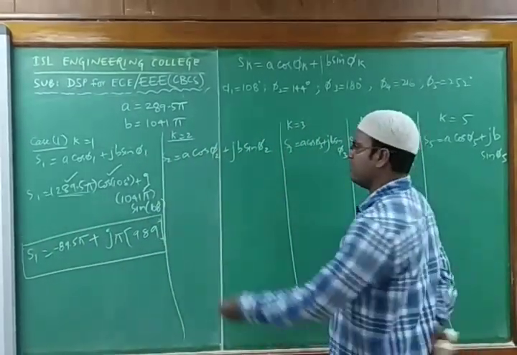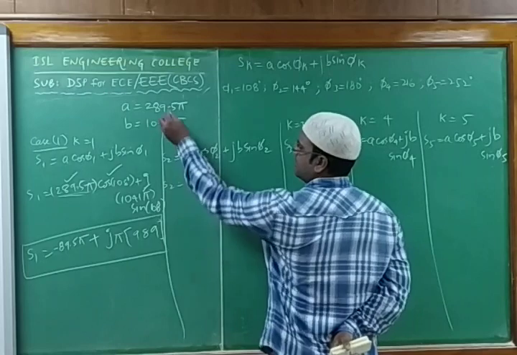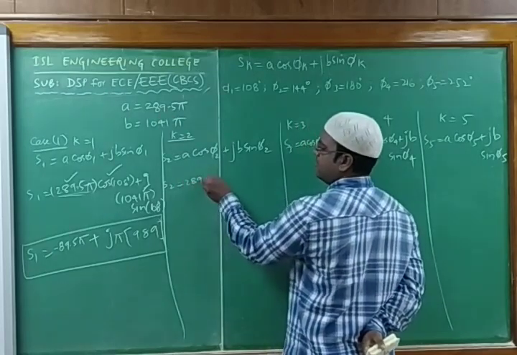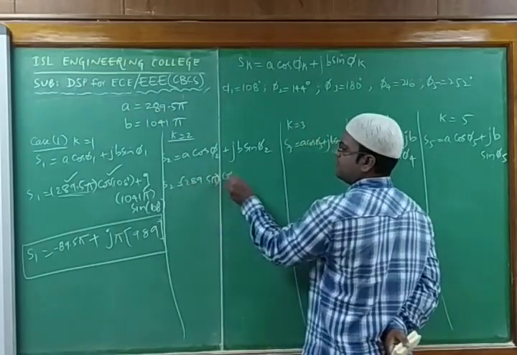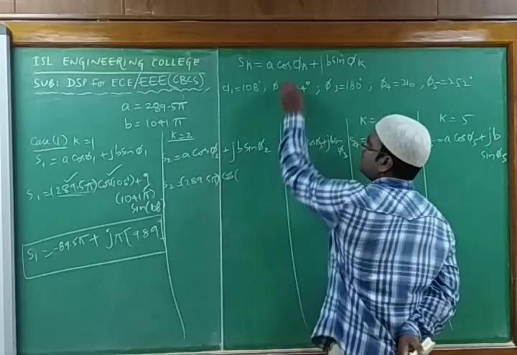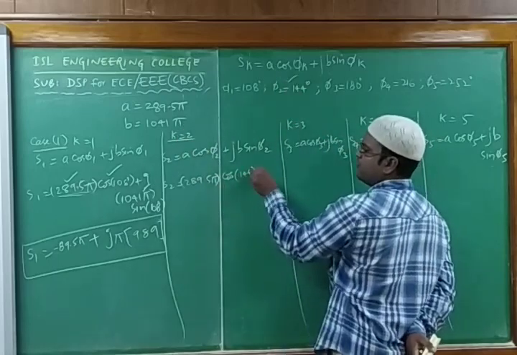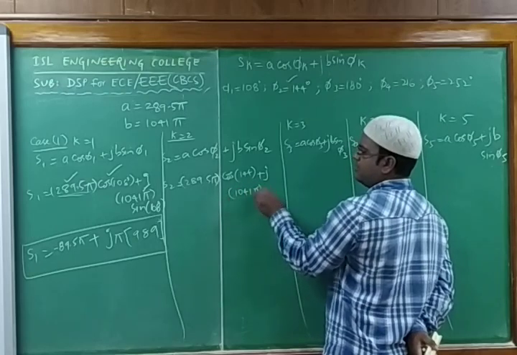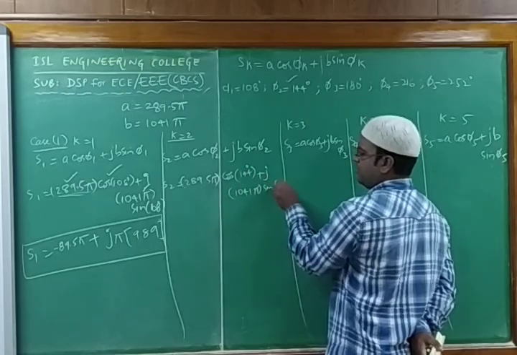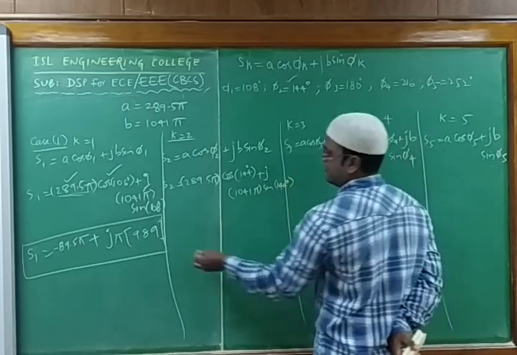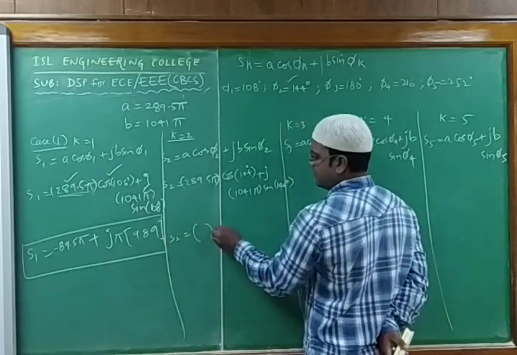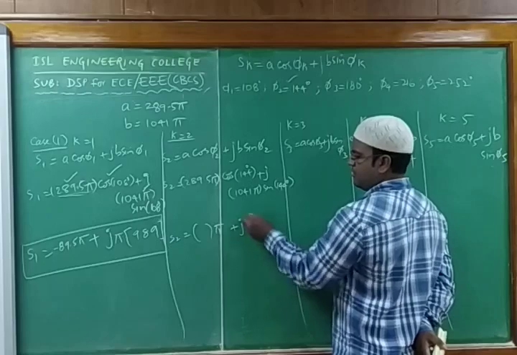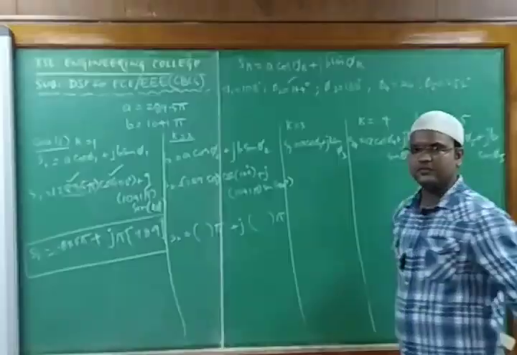Similarly, to get S2, what will I do? S2 is equal to the same A, 289.5 pi into cos phi 2. What is phi 2? Phi 2 is 144. So it's cos 144 plus j, what is B? 1041 pi into sine 144 degrees. So for S2, I'll get the first factor with pi plus j, second factor with pi. That is the second one I'll get.